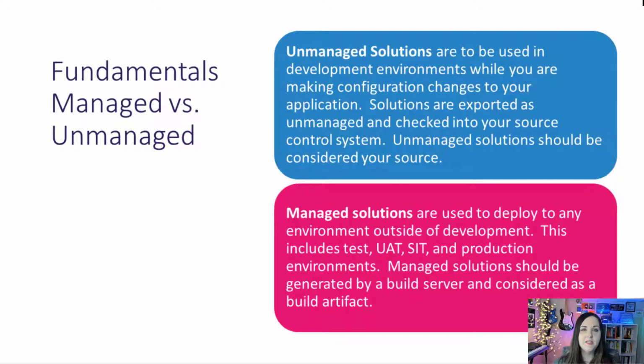There are two different types of solutions that we can have with the Power Platform. There is managed and unmanaged. Unmanaged solutions are used in development instances where you still need to make configuration changes to your applications. And these unmanaged solutions should be considered your source. Managed solutions, on the other hand, are used to deploy your solutions outside of a development environment. This could be your UAT or production environments. These should be generated by a build server and considered a build artifact.